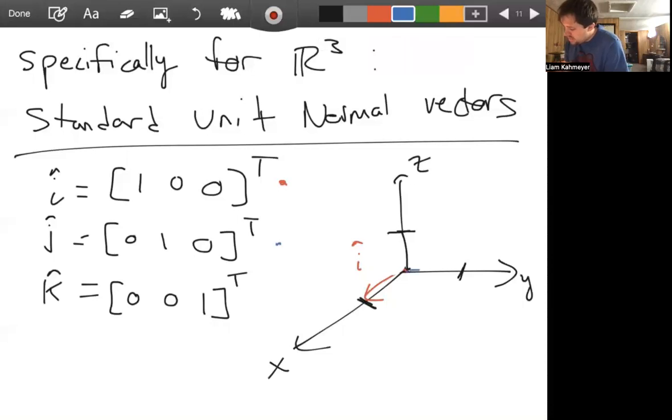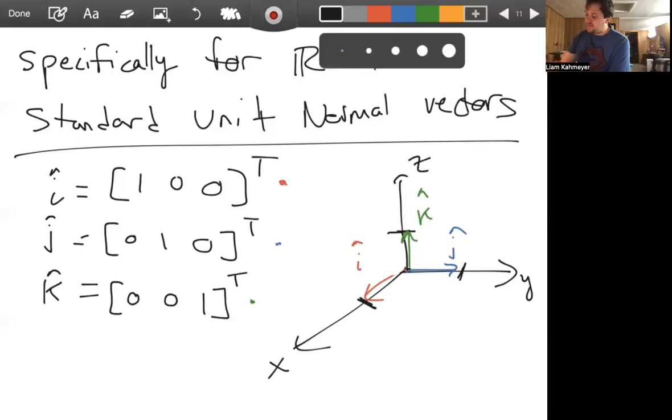J hat is the same, but for the Y component, right? There's no direction of this vector in the X or Z components, but it does fluctuate in Y. Let's look also at K hat, which is basically just 1 unit purely in the Z direction. So this is K hat.